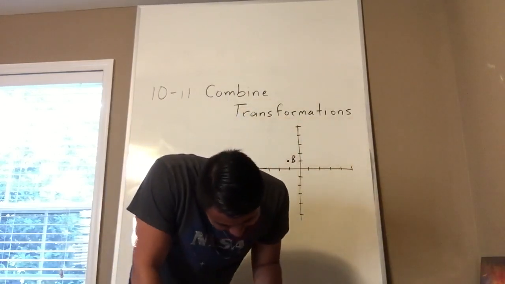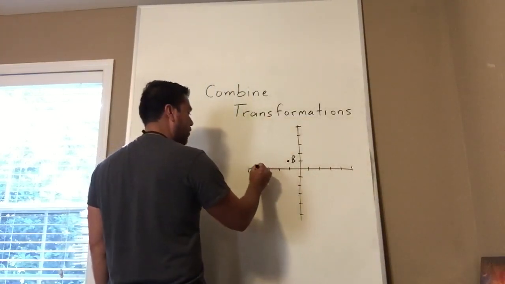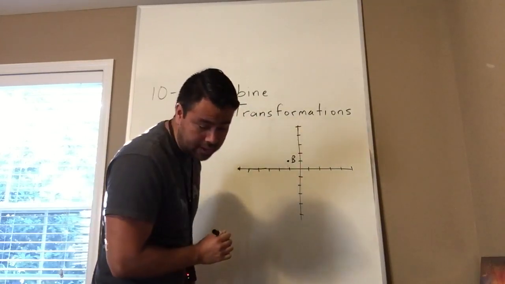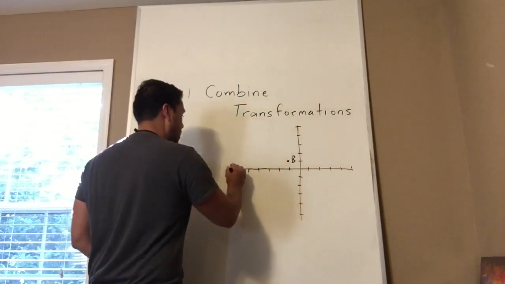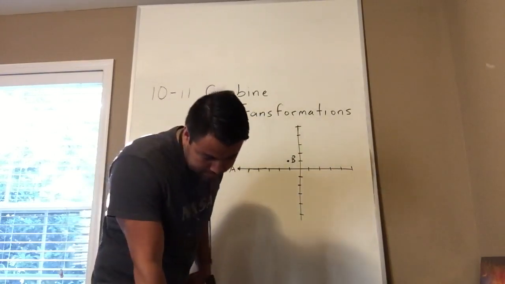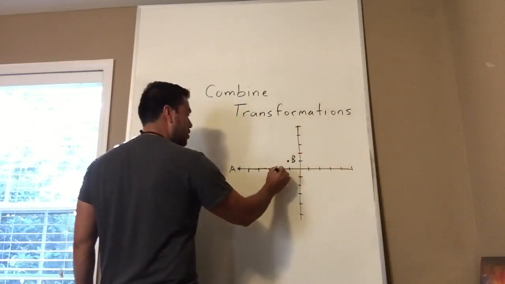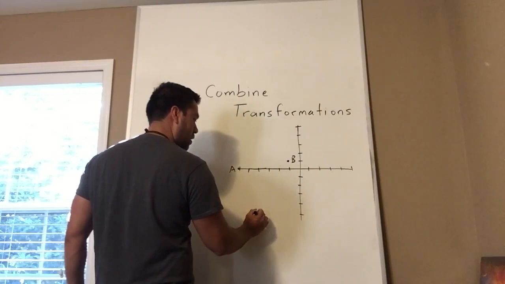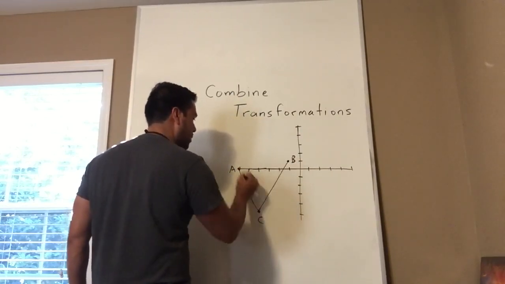Then we're gonna go -6, 0. That's going to be my A point. And then we'll go with C is -4, -5. That's going to be my C, and you can see this is a triangle.